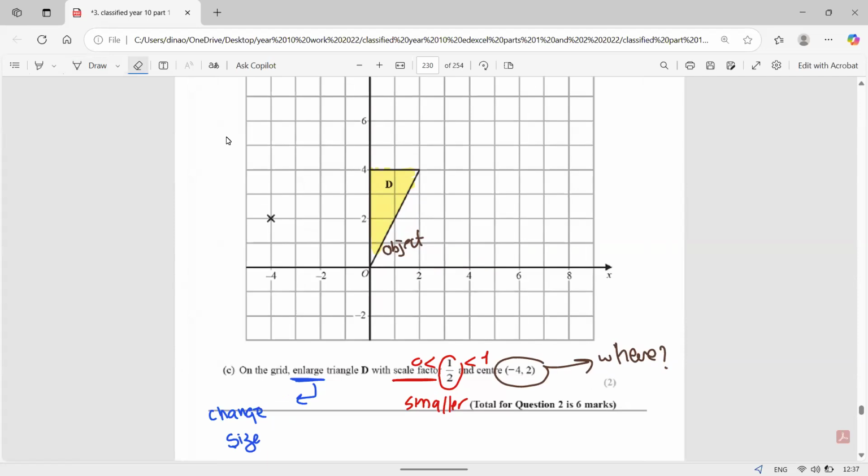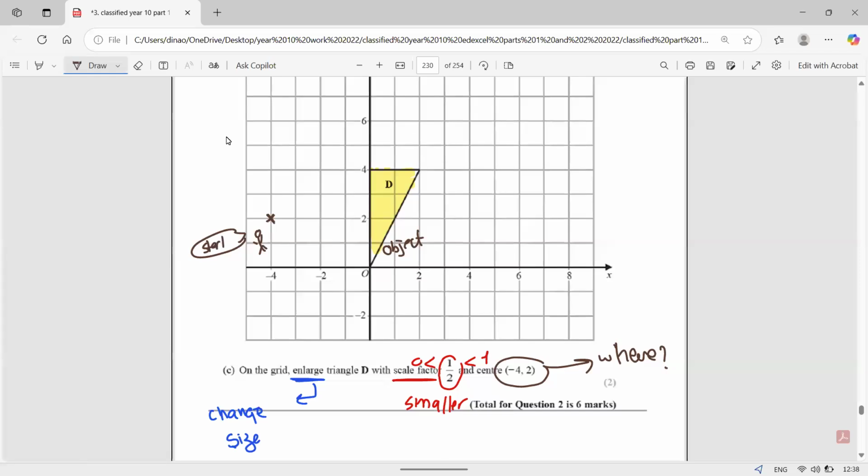Okay, let's see the steps. Step number 1, determine the center given by the examiner. As we said, this center is always your starting point. Step number 2, pick any point that you want on the object. What does this mean? We said it is a total random selection.